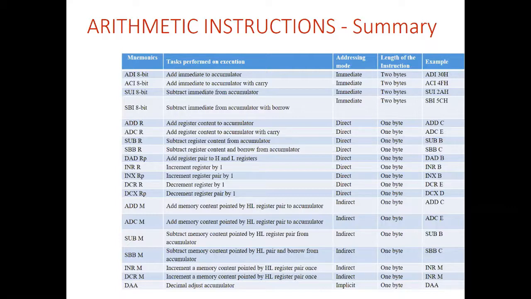So for increment and decrement purposes, for any register whose content you would like to increment or decrement, you can write INR A, INR C, INR D, INR E, INR H, INR L, all the possible combinations of the 7 programmable registers. All these arithmetic operations are performed using any one of these 7 programmable registers.